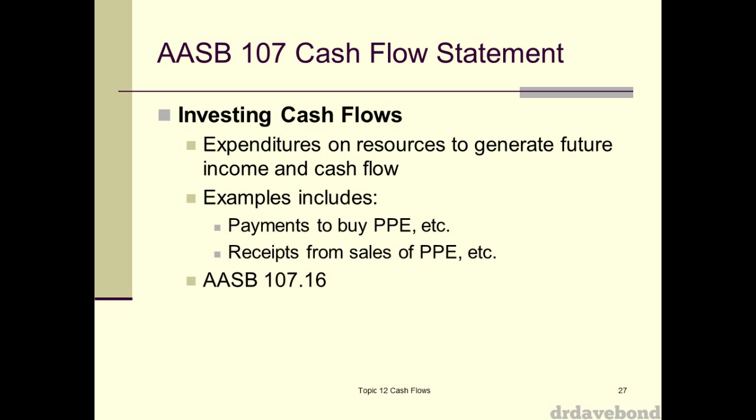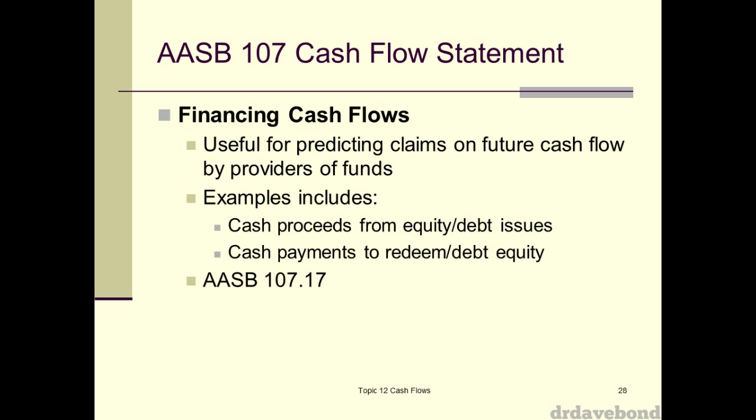Investing cash flows, expenditures on resources to generate future income and cash flow. In a nutshell, are you buying property, plant, and equipment? Are you selling property, plant, and equipment? It's definitely worth looking at paragraph 16, but that's mostly what we'll be concerned with.